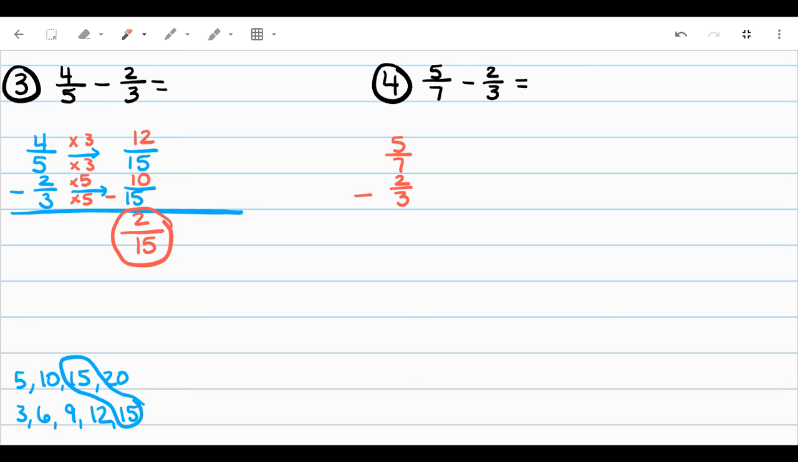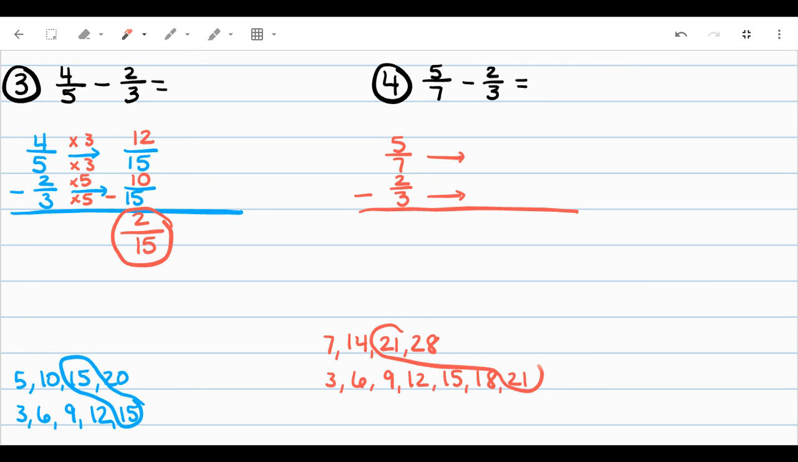I need to make these two fractions have the same denominator. And to do that, I need to find my least common denominator or my least common multiple. So let's look at my multiples of 7. 7, 14, 21, 28. And my multiples of 3 are 3, 6, 9, 12, 15, 18. Still don't have anything in common, so I have to keep going. 21. Oh, those are the same. So my least common denominator is going to be 21.